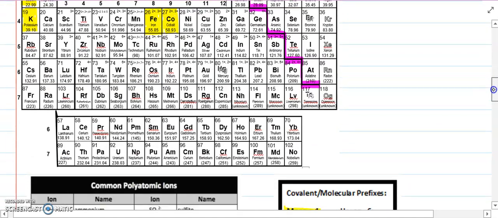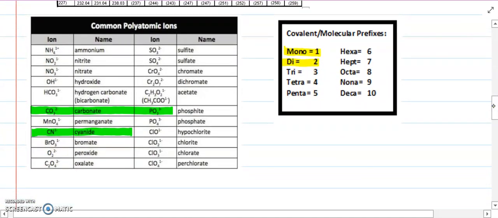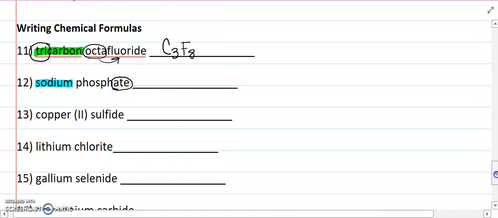But the other thing I need to take a look at is my polyatomics, because I have phosphate. Phosphate is going to be PO4 with a 3 minus charge. So when I'm writing a chemical formula between the two of them, I have sodium, which is Na. Sodium's charge is a 1. I have phosphate, which is PO4. It has a charge. It is going to be a 3.